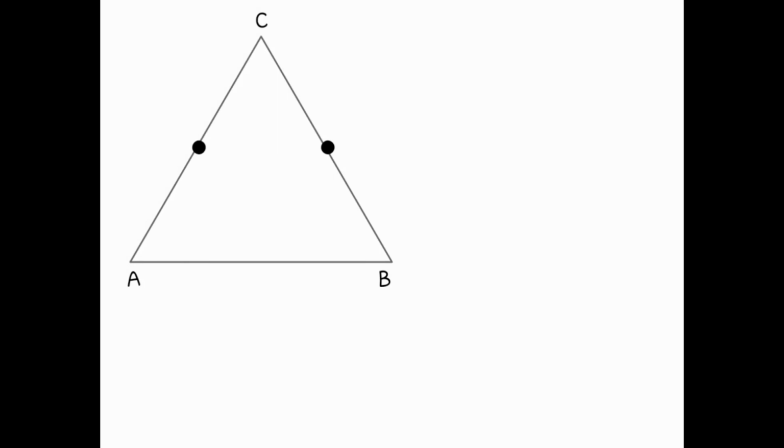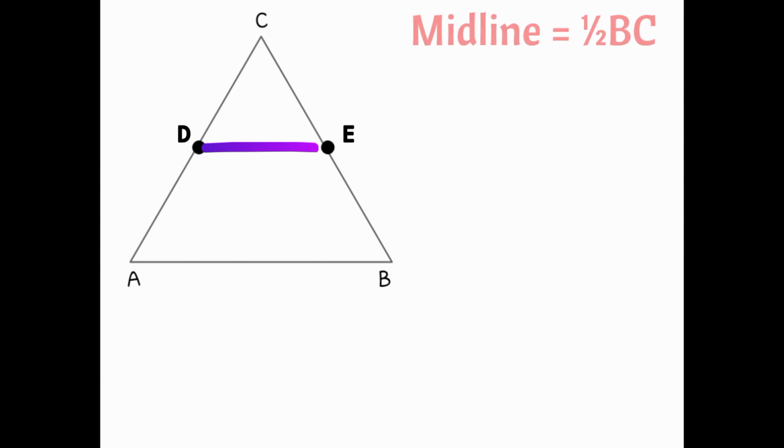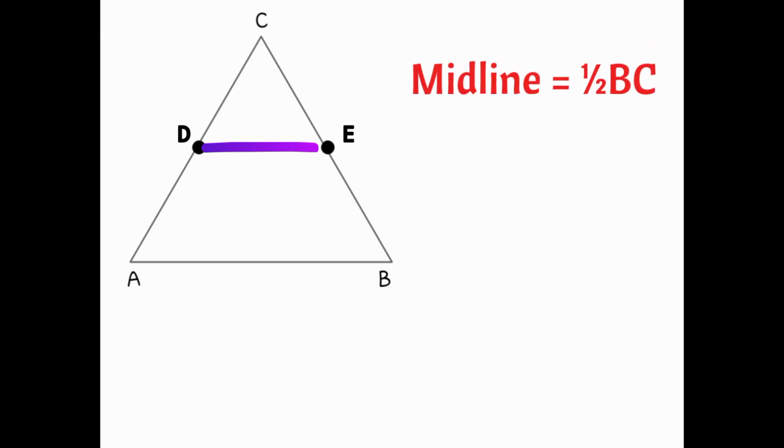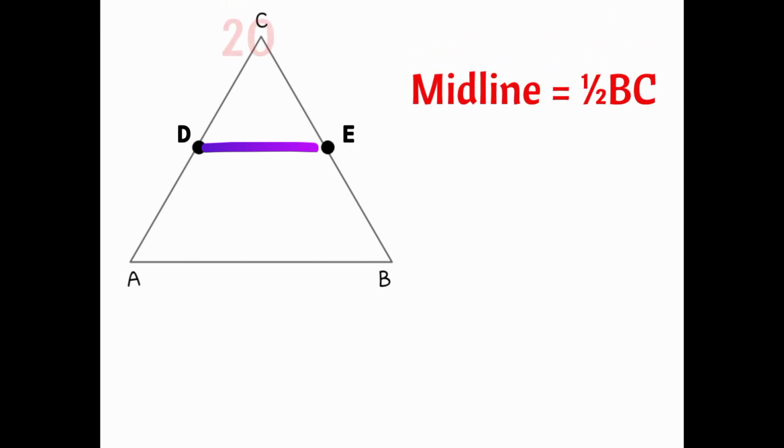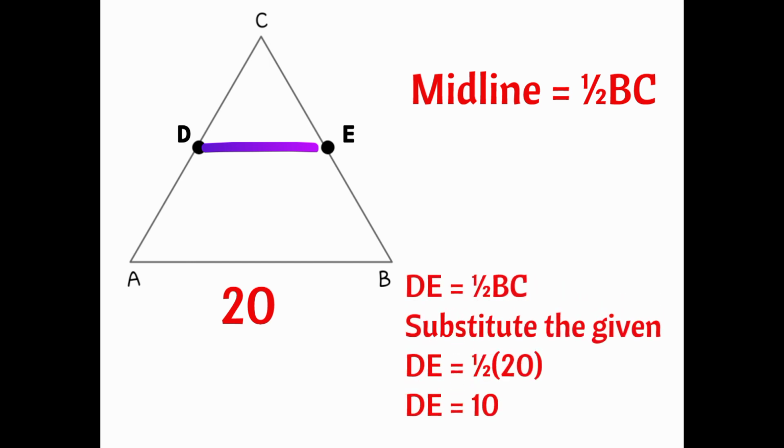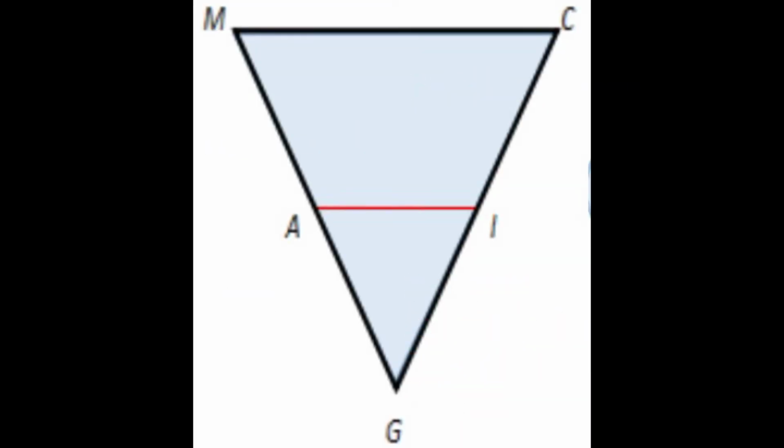A midline, or mid-segment, is a segment joining the midpoints of two sides of a triangle. D is the midpoint of segment AB and E is the midpoint of segment BC. So the segment DE is the midline. We can therefore say that the midline is equal to 1/2 of AC. Let us say that the measure of segment AC is 20. Then to get the measure of segment DE, the midline, we get half of the measure of segment AC. Let's have another example.